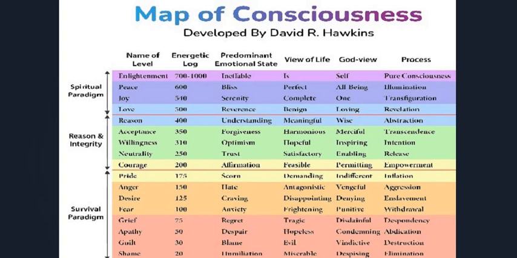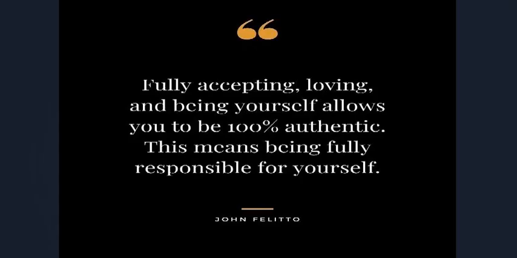So we will be looking at this in much more detail in just a second, but I want to go to something else here. Fully accepting, loving, and being yourself allows you to be 100% authentic. Okay? This means being fully responsible for yourself. I love this quote from John Felito. Fully accepting, loving, and being yourself allows you to be 100% authentic. And this is how we show others how to be authentic in their own lives.